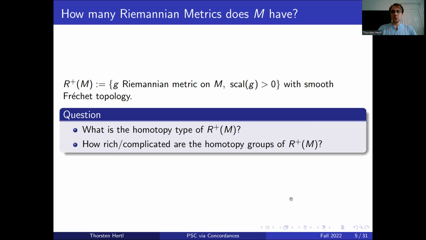In dimension 2 and 3, this is solved, because there we know that the space is either empty or contractible. But in higher dimensions, only partial results are known. But we know, and we find, that the space might be non-trivial. For example, there are manifolds where the space of all PSC metrics can have infinitely many path components. So in higher dimensions, there's something going on.